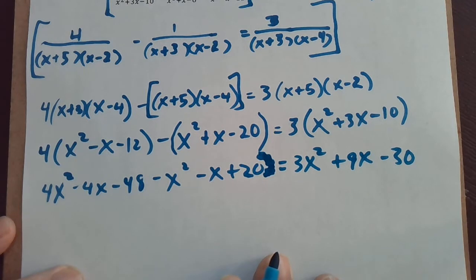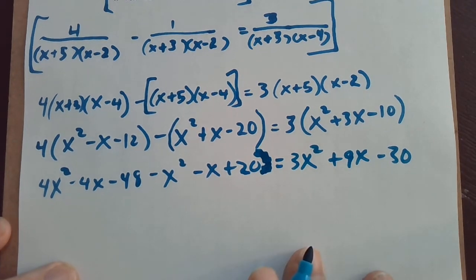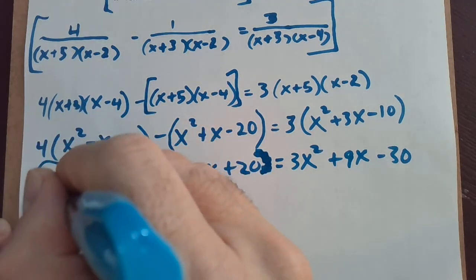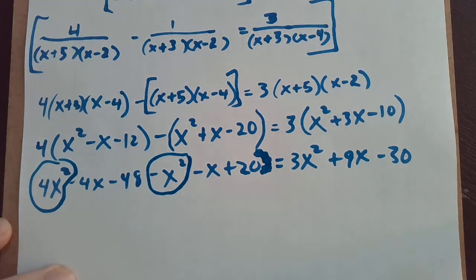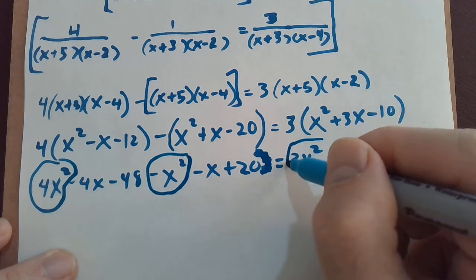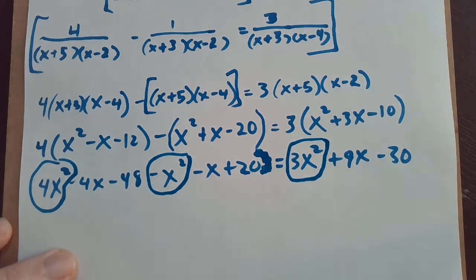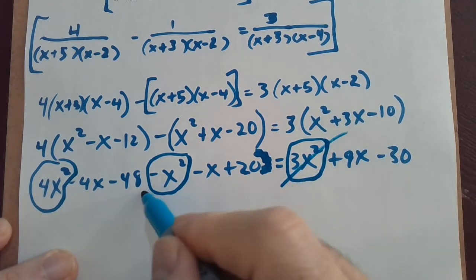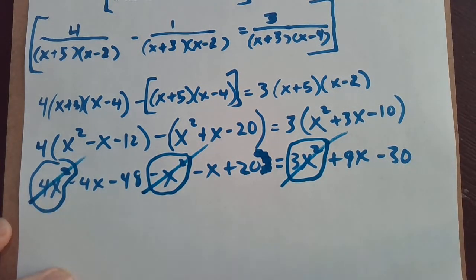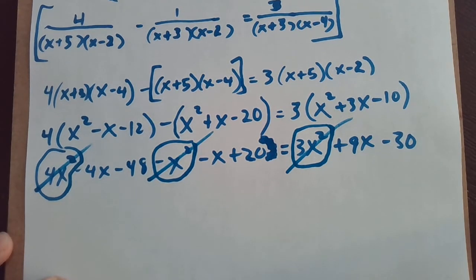All right, well, actually there's a simple thing we can do right now. Let's look at just the x squared terms. How many x squareds do I have on both sides? Well, I've got a 3x squared on the right. On the left-hand side, I've got 4x squared, and I've got a negative 1x squared. If you combine those together, you get exactly 3x squared. So if we subtract 3x squared from both sides, that goes, that goes, that goes. So now we have a more simplified equation to work with.